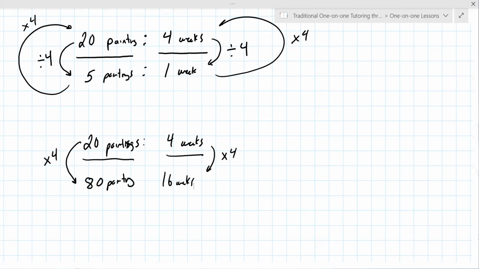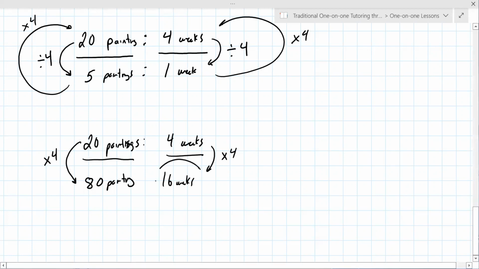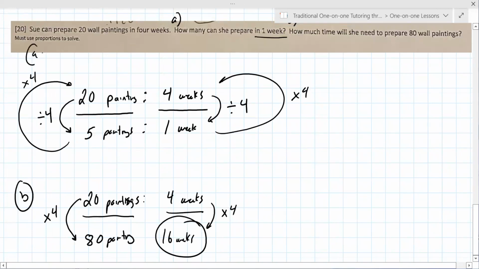So it's 16 weeks. That's part B. Sorry, part A is 5 paintings.